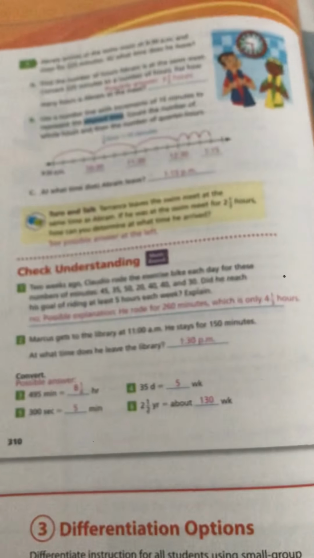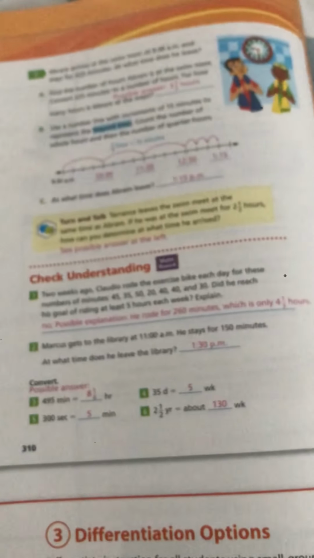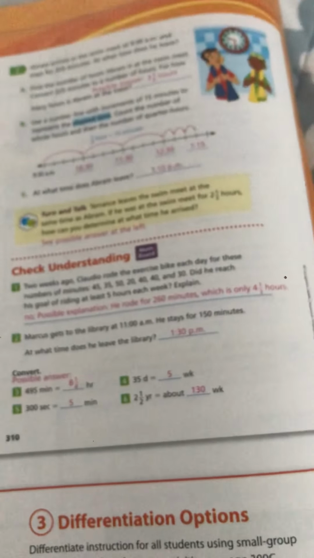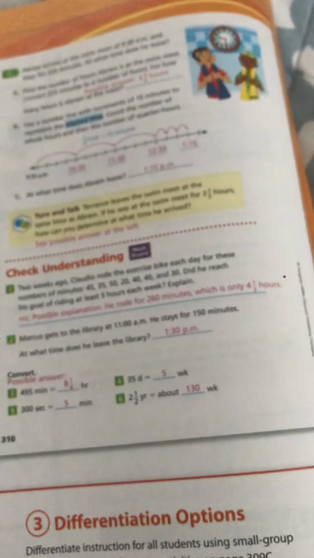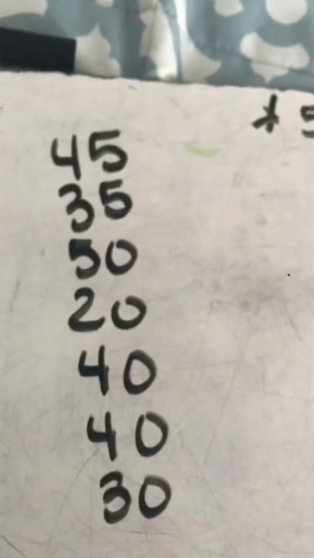So 45 minutes, and I'm writing this down on my whiteboard and I'll show you. 35 minutes, 50 minutes, 20 minutes, 40 minutes, 40 minutes again, and 30 minutes. Did he reach his goal of riding at least 5 hours each week? So he wants to reach a goal of 5 hours a week. So we need to find out if that amount of time that he rode each day sums up to 5 hours. So I wrote them down here, and now I'm going to add the minutes.